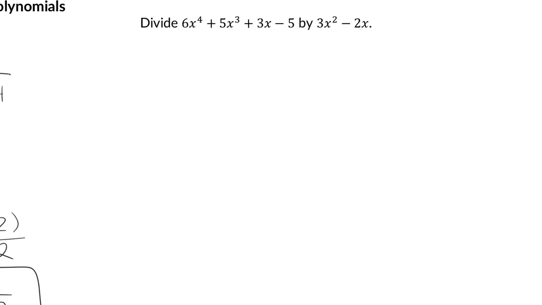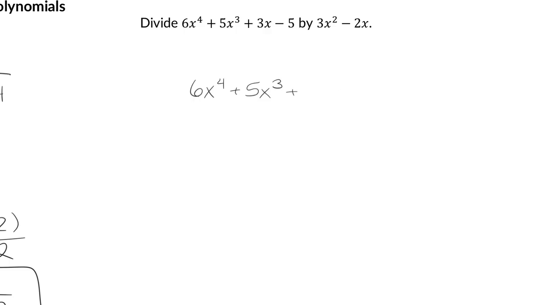Let's check out this one. Okay, so now we have 6x to the fourth plus 5x cubed plus 3x minus 5, and we're dividing it by 3x squared minus 2x. When you go to write this down, it is mostly in standard form, but we have 6x to the fourth power, and then third power, and then it would skip down to the first power. Where's the second power?